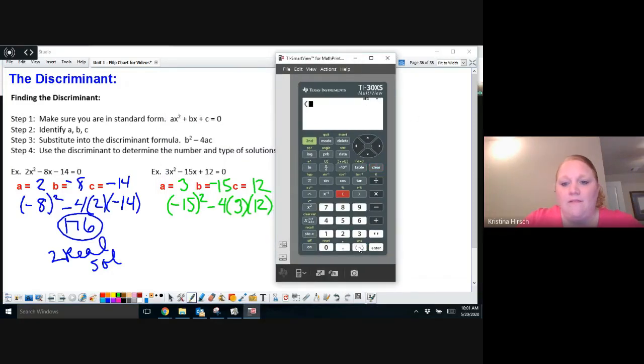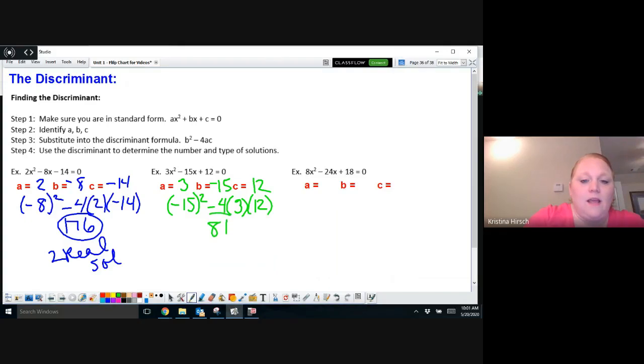So I would have negative 15 in parentheses, squared on the outside, minus 4, parentheses with a 3, parentheses with a 12. And I get 81. So again, discriminant is positive, so I would have 2 real solutions.